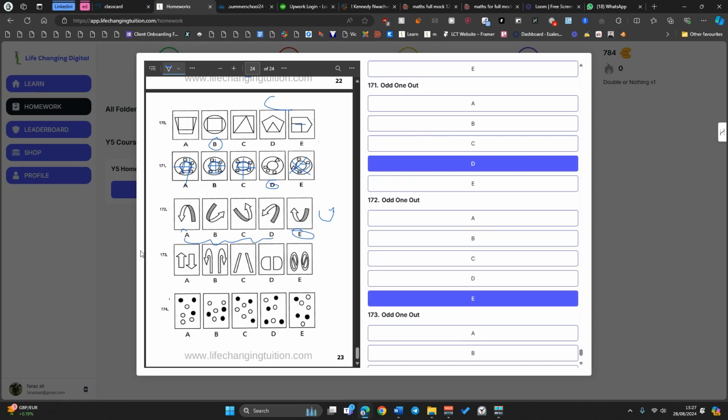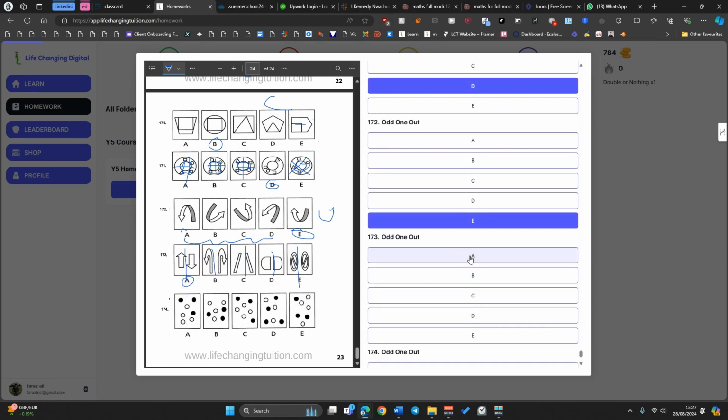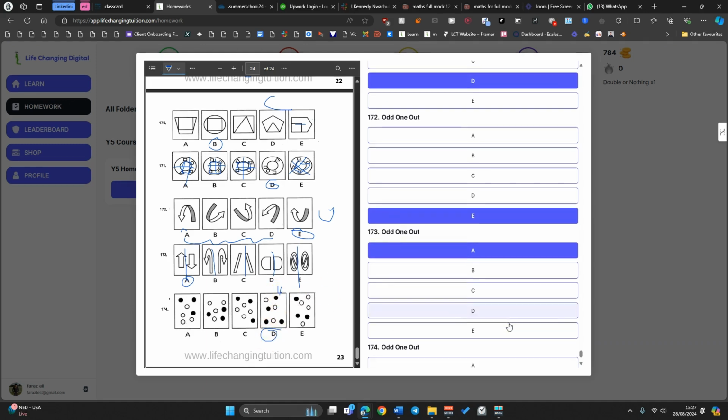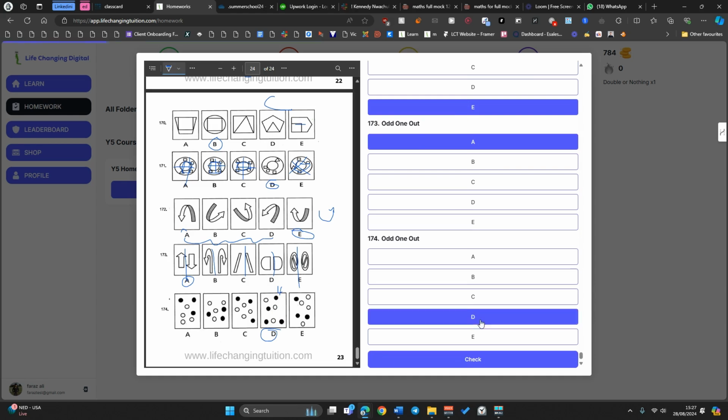Question 173. These are all reflections down the middle, whereas A isn't a reflection. This is pointing the wrong way, so option A will be the answer here. And now if we look at the last question, we've got 1, 2, 3 black, 1, 2, 3 black, 1, 2, 3 black, 1, 2, 3 black, and D has got 4 black circles, so the answer here will be D. Okay, let's click check now.